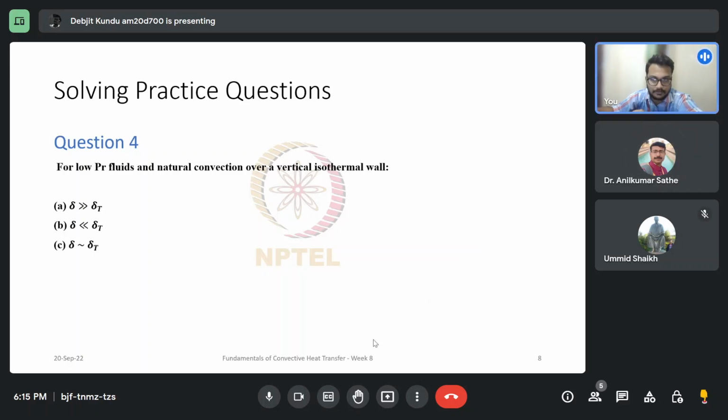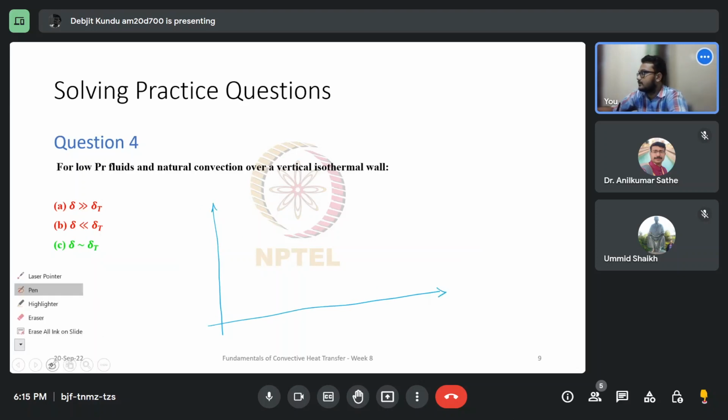Option B. Okay. Any other answer? Okay. If we look at the correct solution, it's not B. It's rather option C. The reason is actually very interesting. Let's try to draw those profiles once again.